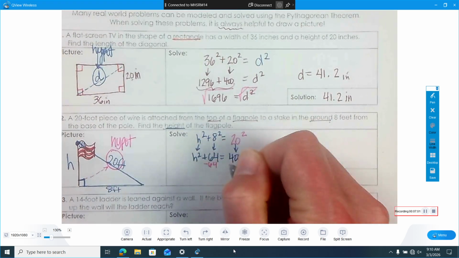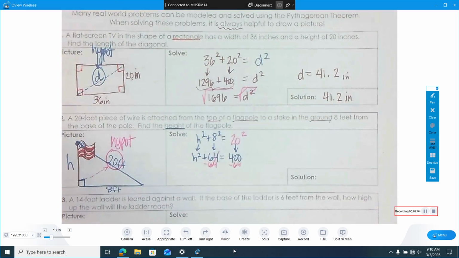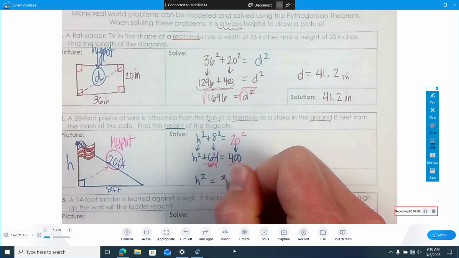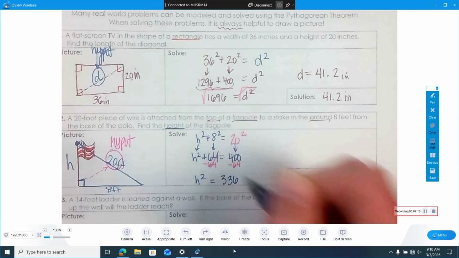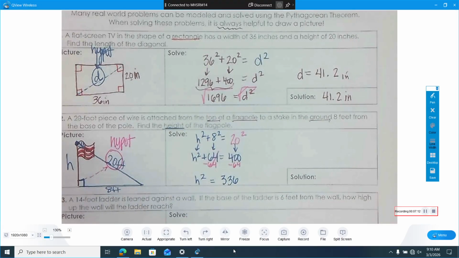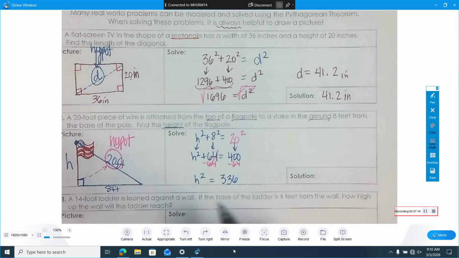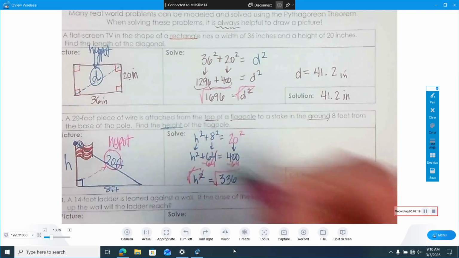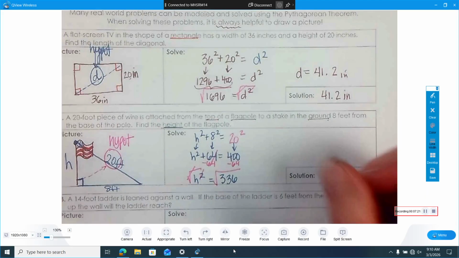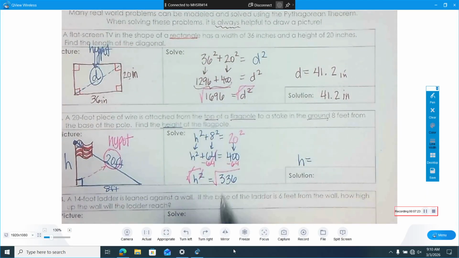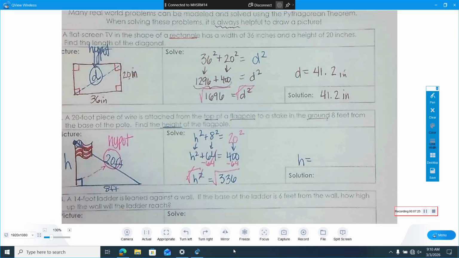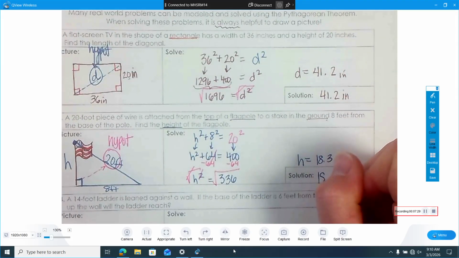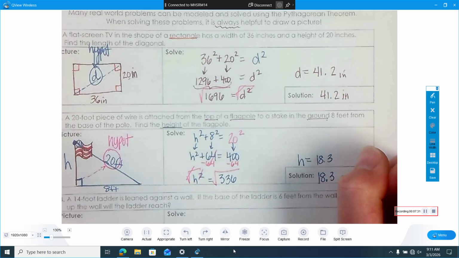Subtract the 64, good. So I get H squared equals, let's see, 336. And then how do we get the H by itself? Square root. All right, good. So we get the height of the flagpole. What is the square root of 336? 18.3. All right, so the height of the flagpole is 18.3 feet.